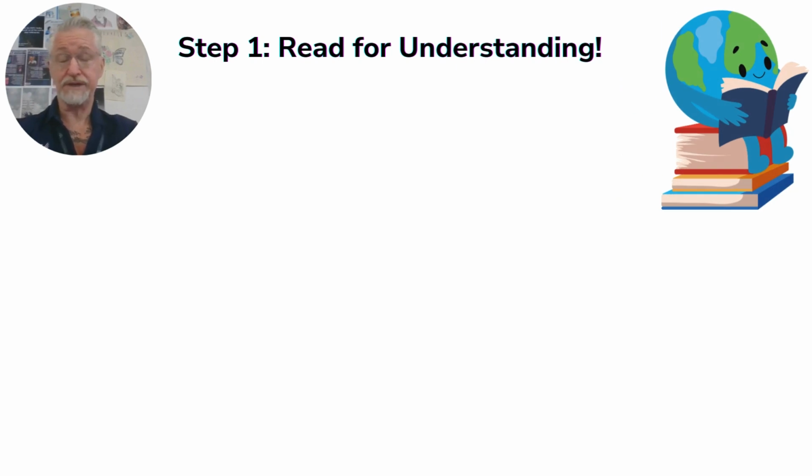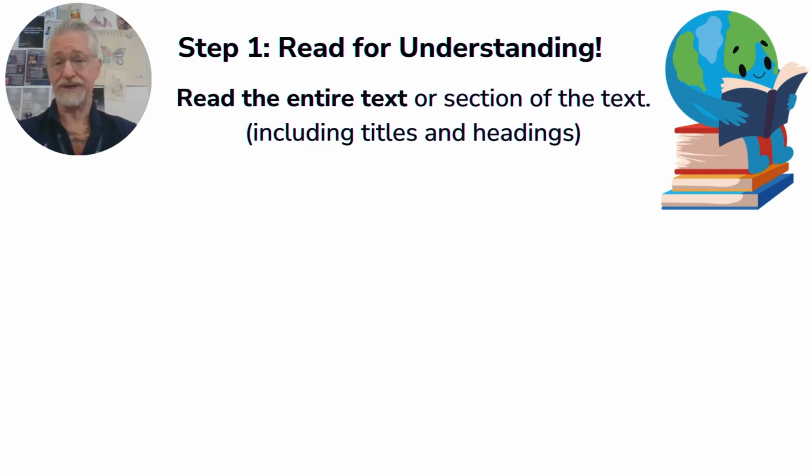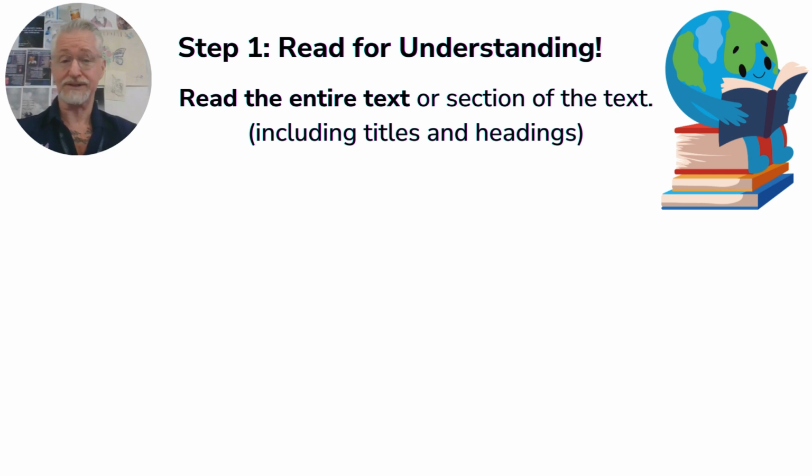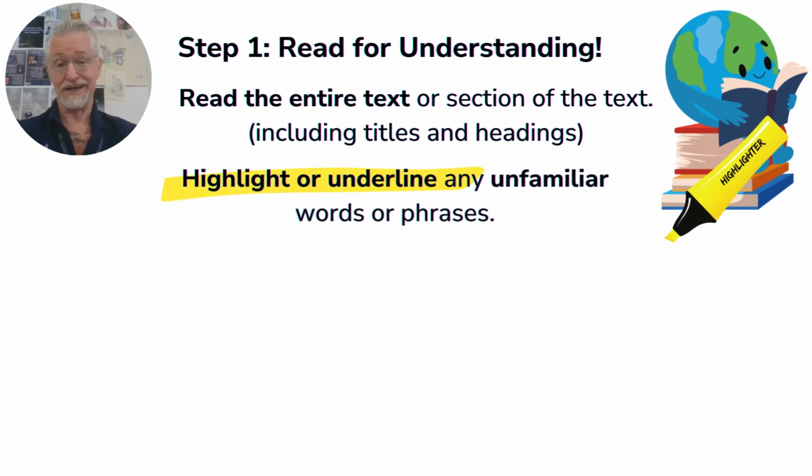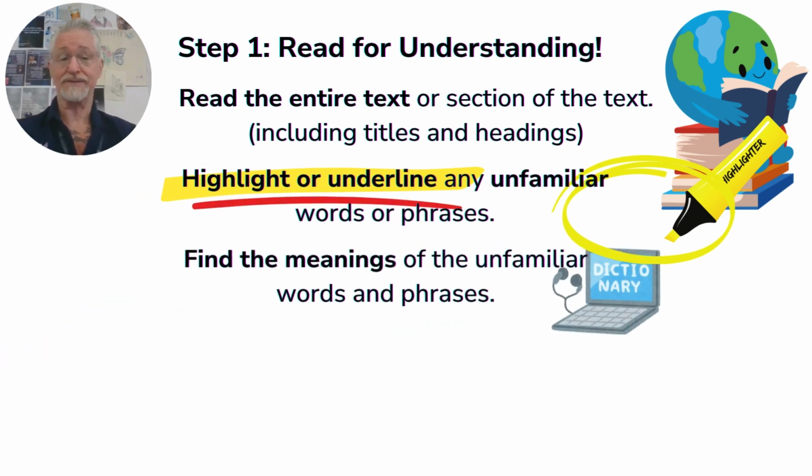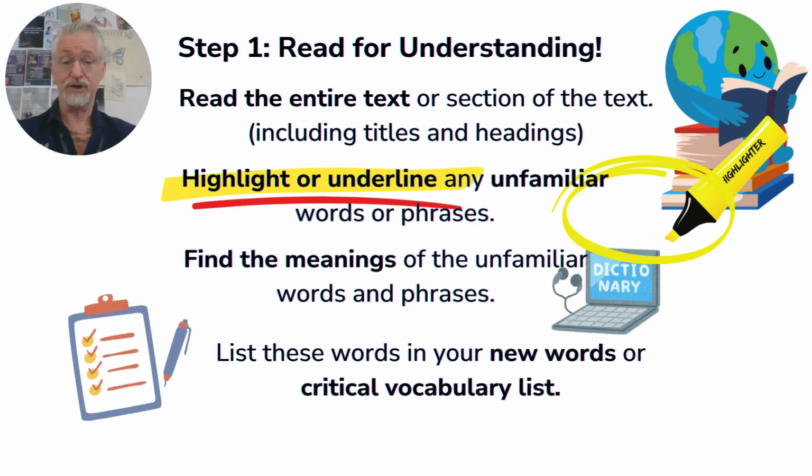First step is to read for understanding. We read the entire text or section of the text, including the titles and headings, and highlight or underline any unfamiliar words or phrases. Then find out the meanings of these unfamiliar words or phrases. If you're not sure, make sure you check the words and phrases so that you do understand and you're not guessing or assuming that you understand what they mean. List these words in your new word list or critical vocab list so that you have them for future reference. Then you're in a position to move on to step 2.